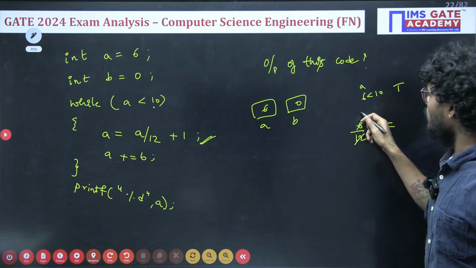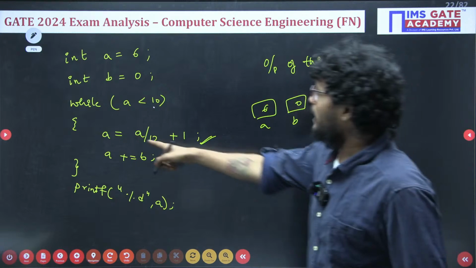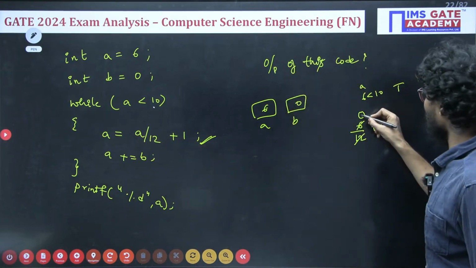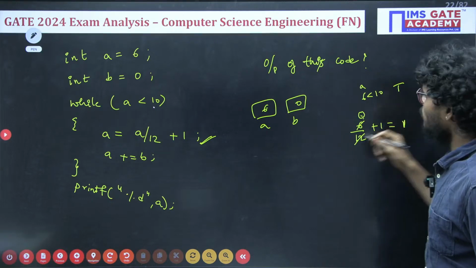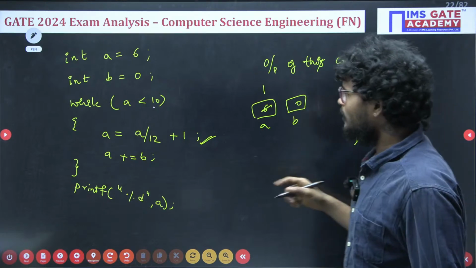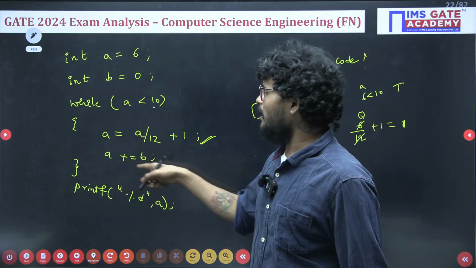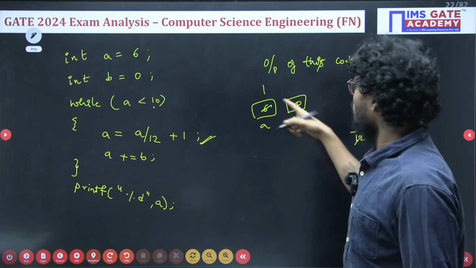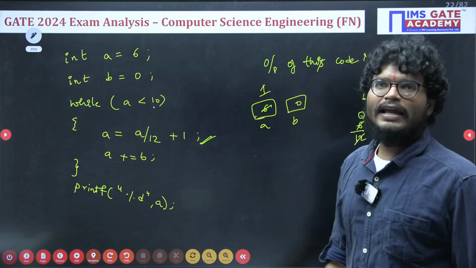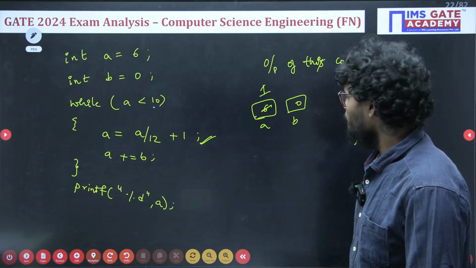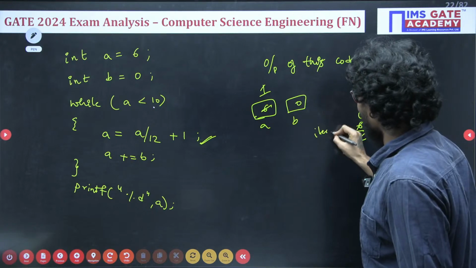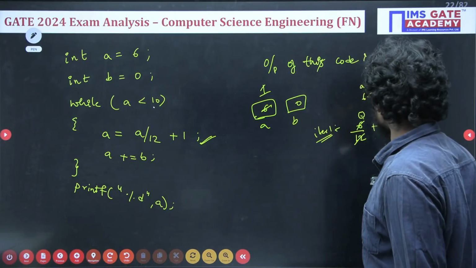So 6 by 12 is 0.5, but only 0 will be retained because A is an integer here. A is integer and 12 is integer. So only 0 will be retained and 0 plus 1 is 1. So A value is overwritten with 1. And then we increment A by the value of B. So B is 0, so A is incremented by 0, which leaves A unchanged. Therefore, at the end of the first iteration, A value is set to 1.